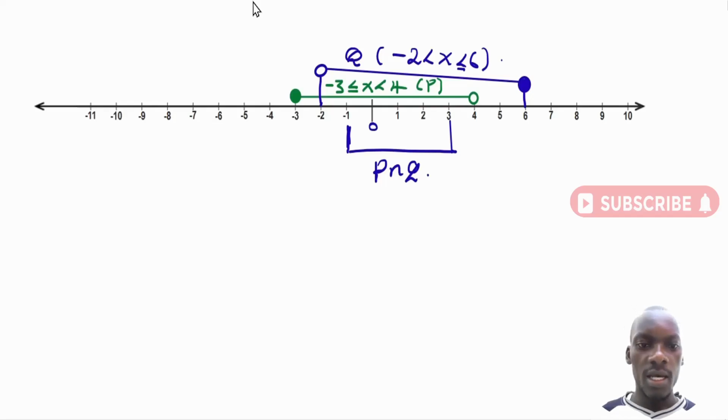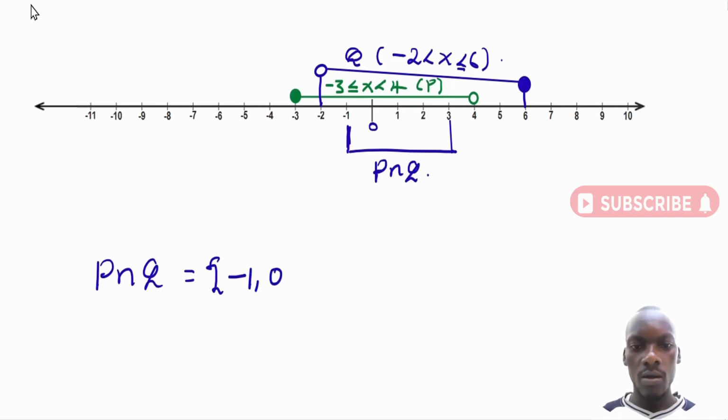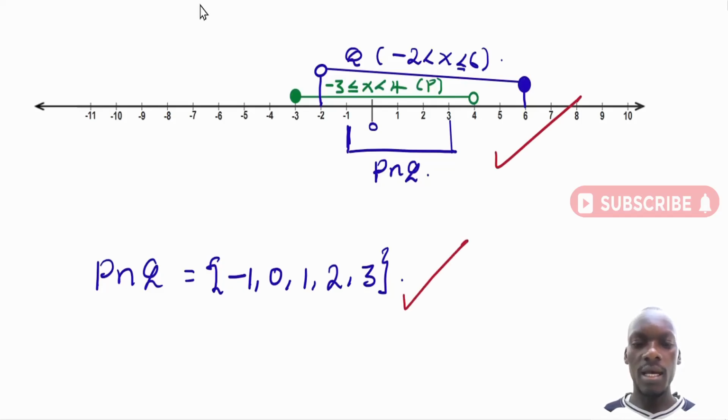Let us go ahead and state the intersection set. P intersection Q equals the X values negative 1, 0, 1, 2, and lastly 3. These are the elements that satisfy the two inequalities. That means this becomes our correct answer for number 2.